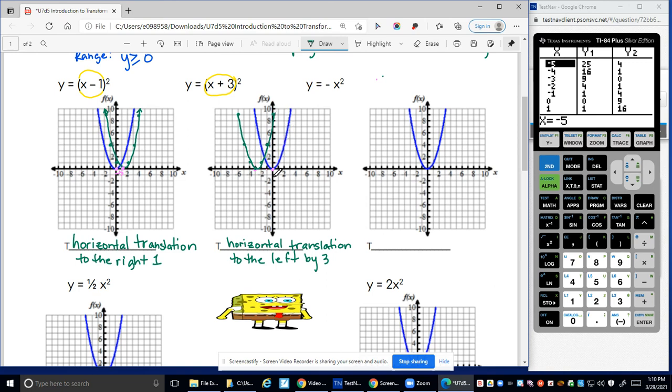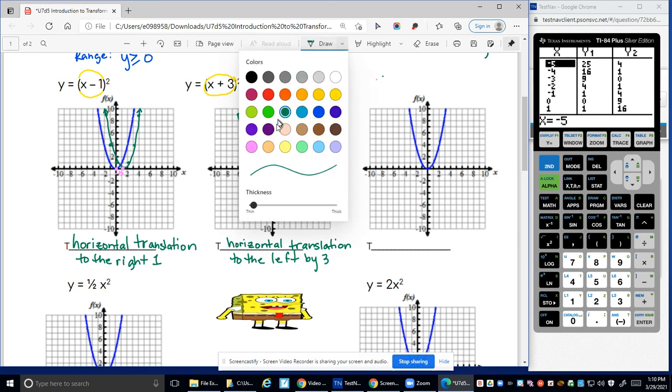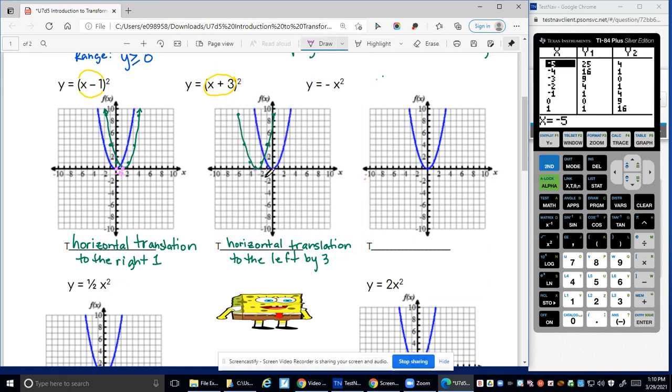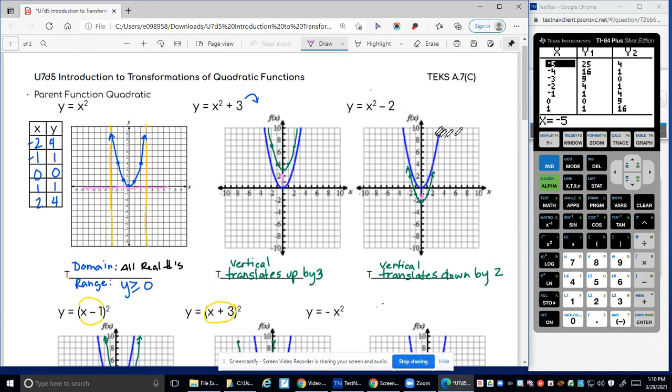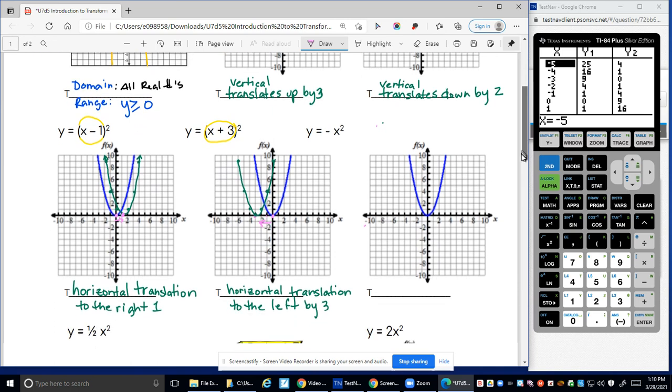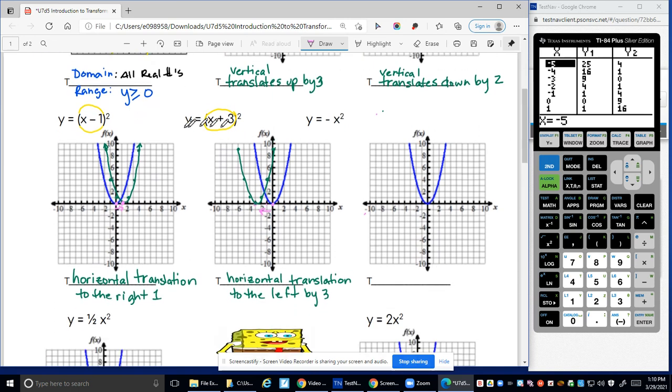Ladies and gentlemen, that totally shifted to the left, right? Okay, so remember, if you're adding and subtracting outside, that's a vertical, up and down kind of thing. But if it's inside the parentheses, we're totally going left and right. And this is opposite of what you think might happen. All right. Let's go do some problems and we'll come back and do the next one.